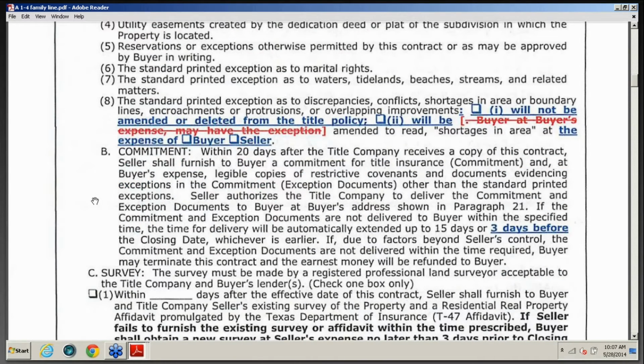Now, something else that changed with the title company is, as you know, with the commitment, you have to deliver that within 20 days. And now they are changing the exception time for delivery will automatically be extended up to 15 days or 3 days before closing, whichever date is earlier. So that was a change that they put in there as well.